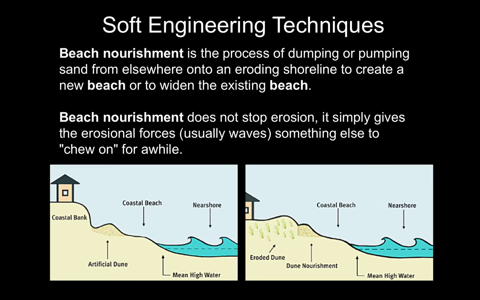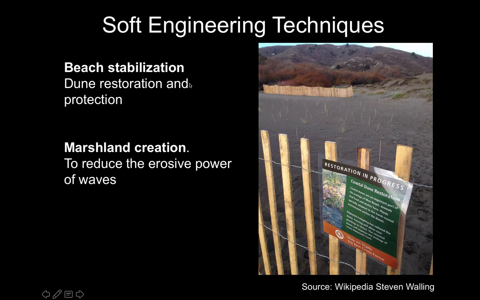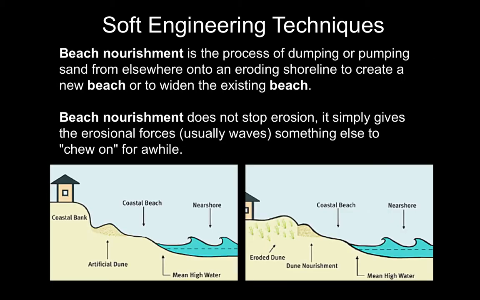It's not a permanent fix. It does not stop erosion. It simply gives the erosional forces from the sea, from the ocean and from the waves, something to chew on, this extra sand, for a while. So it's not a permanent fix. We can also talk about beach stabilization. Usually, you'll see dunes being restored and protected. There's usually marshland that's been created to protect or reduce the power of the waves that come crashing on the shore. So these are more soft engineering or natural techniques.